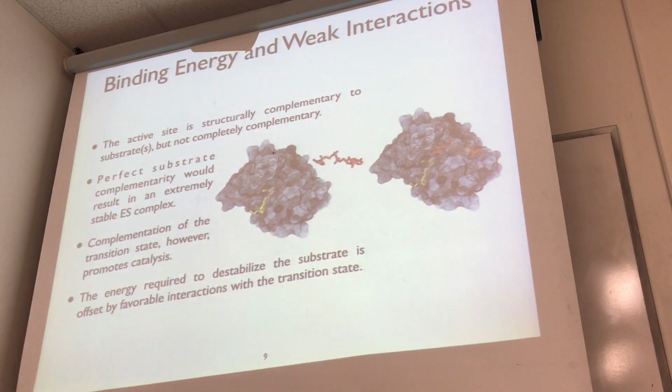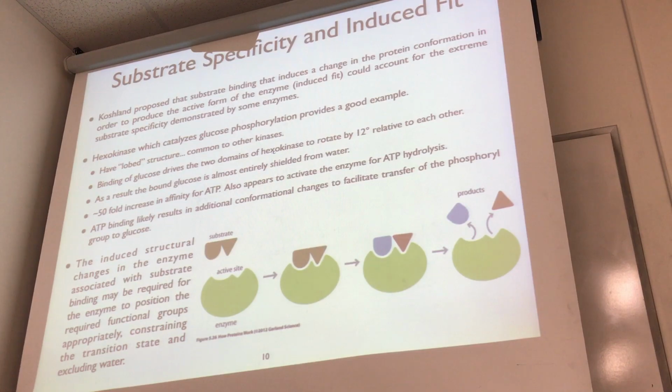Compensation of the transition state, however, promotes catalysis because it lowers the transition state energy. The energy required to destabilize the substrate is offset by favorable interactions with the transition state, as you start distorting the substrates to favor the transition state complex. Koshland proposed that substrate binding induces a change in the protein conformation to induce the active form of the enzyme. Induced fit could account for the extreme substrate specificity demonstrated by some enzymes.